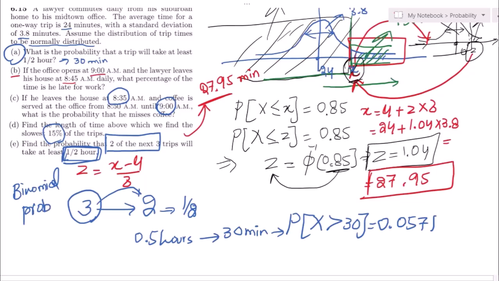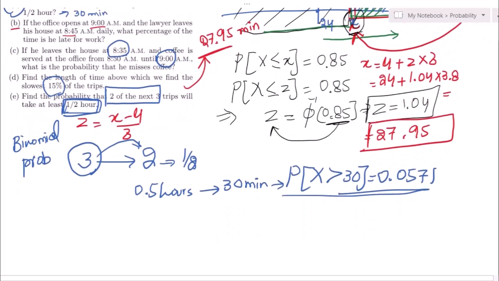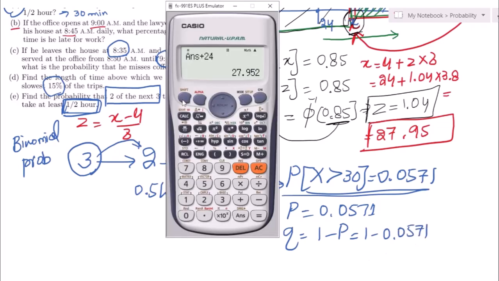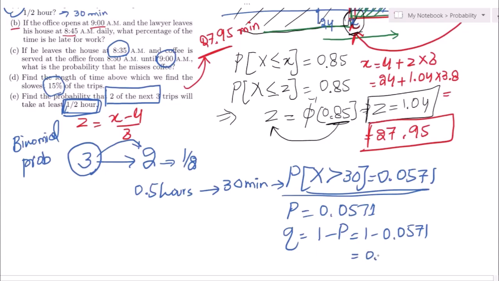Okay, so therefore in order to find the value here, because we have p is 0.0571, we have now q, which is 1 minus p. So that is 1 minus 0.0571, that is 0.9429. So 0.9429, that is the value of q.